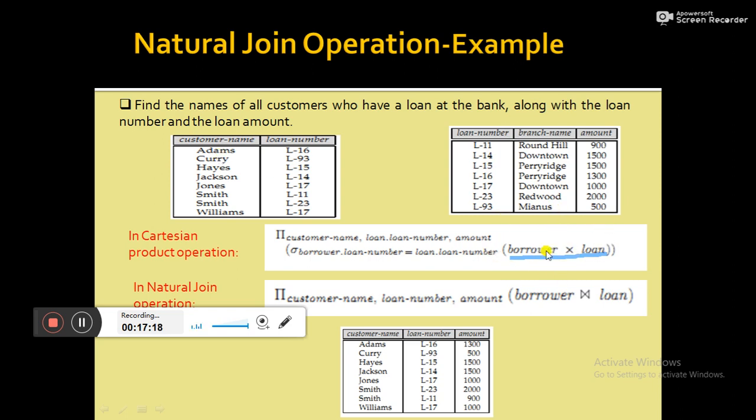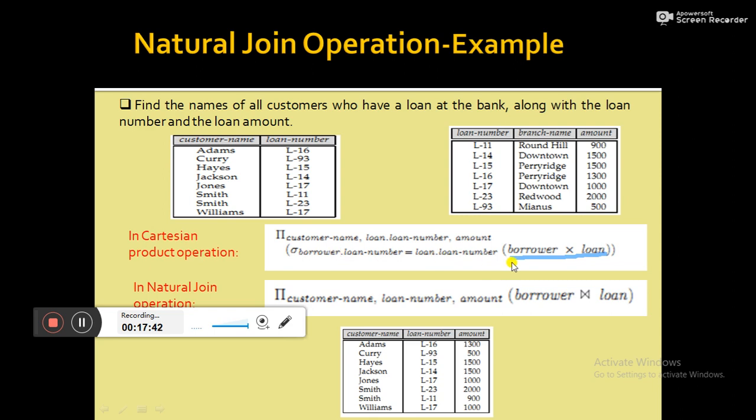And once the Cartesian product operation is done, then you have to select only those records for which the loan number of borrower and the loan number of loan relation are the same. That means that these are the actual corresponding data. So the selection operation is borrower dot loan number is equal to loan dot loan number. So this is the filtering job that is performed.